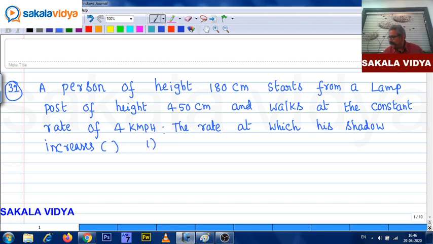First option 2 kmph. Second option 6.4 kmph. Third option 8/3 kmph. Fourth option is 4 kmph.